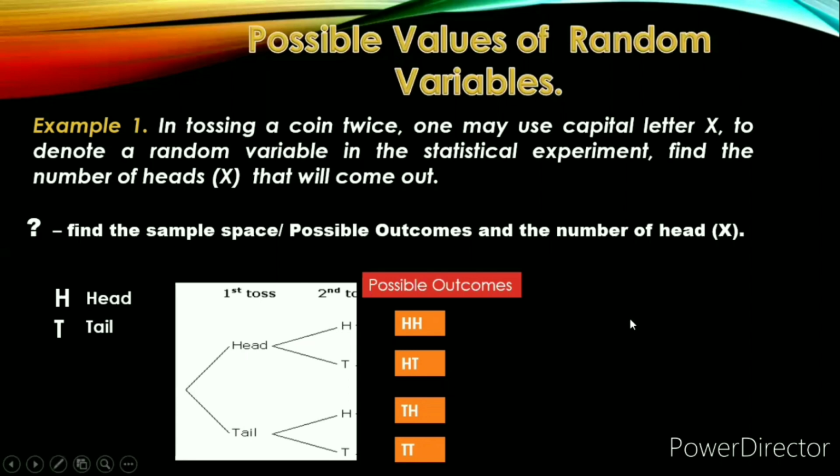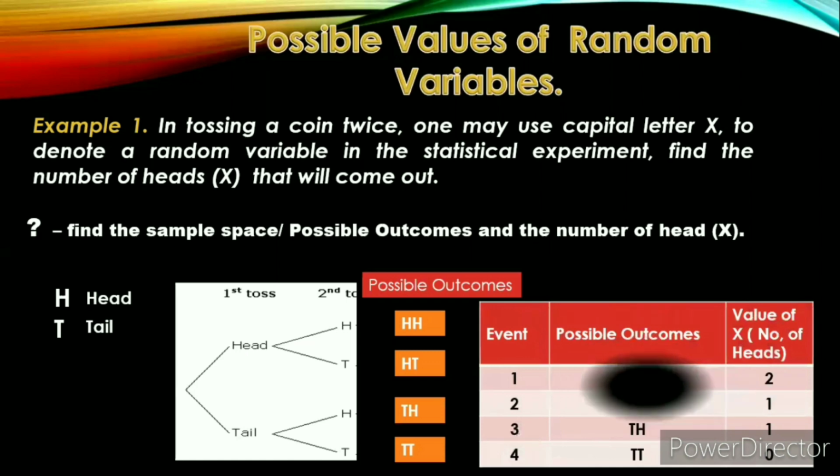We need to make a tabular form para magpilihan po sa lahat. Dito. So we have event 1, 2, 3, 4. We have here the possible outcomes. We have X, X, X, T, H, and P. So the question here is we are going to find the number of heads X. So the last column, we name it value of X, the number of heads.